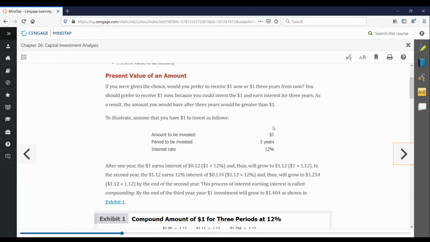So the present value of a dollar amount today is $1, but if we are going to invest it for 3 years at 12% interest, that investment is going to grow to $1.40. So that $1.40 is technically what we could call the future value of $1 invested today at 12% that's compounded annually for 3 years or 3 periods would amount to a future value of $1.40.